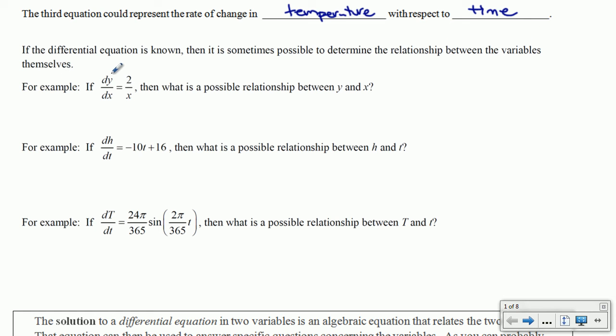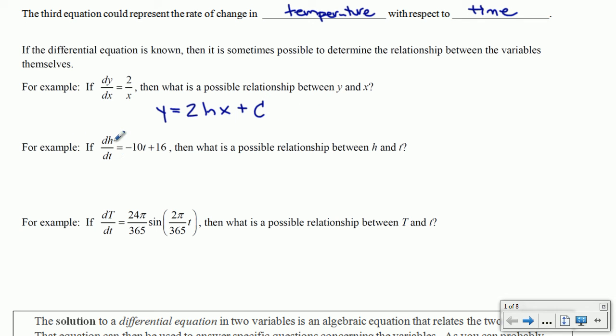So for example, if we have dy dx equals 2 over x, a possible relationship between y and x would be this. So where did this derivative come from? It would have come from 2 ln x plus some constant to be determined.